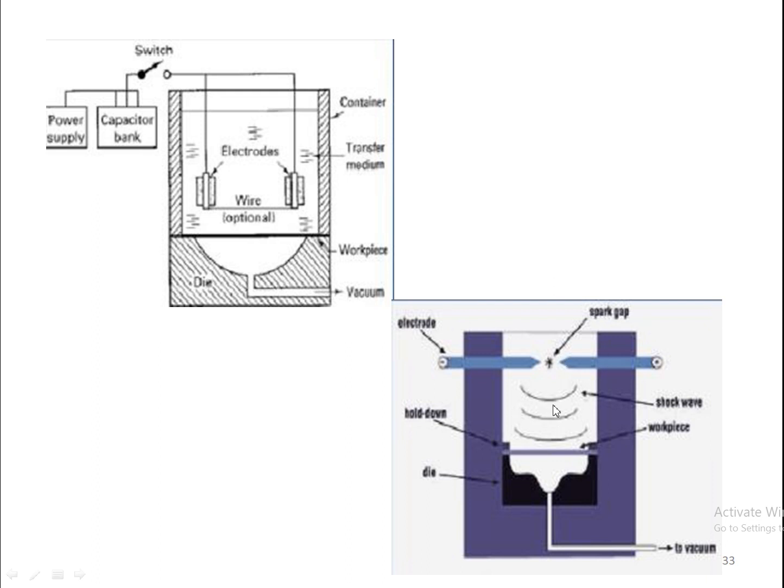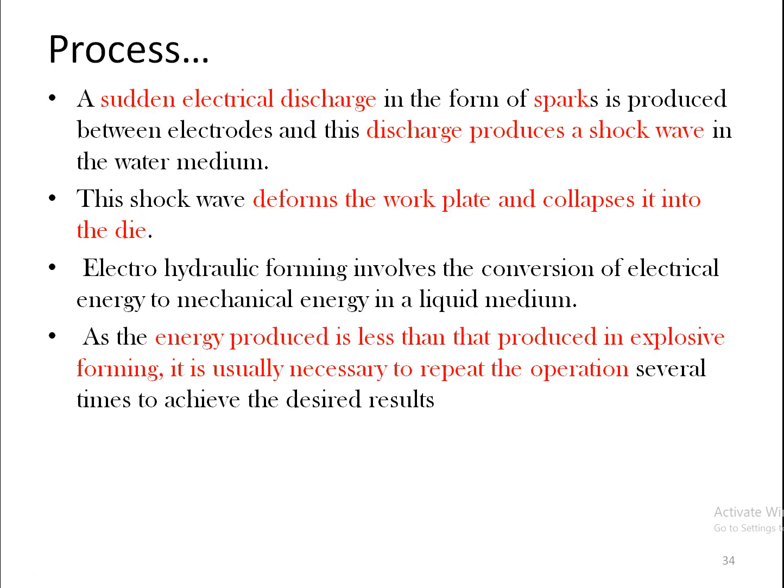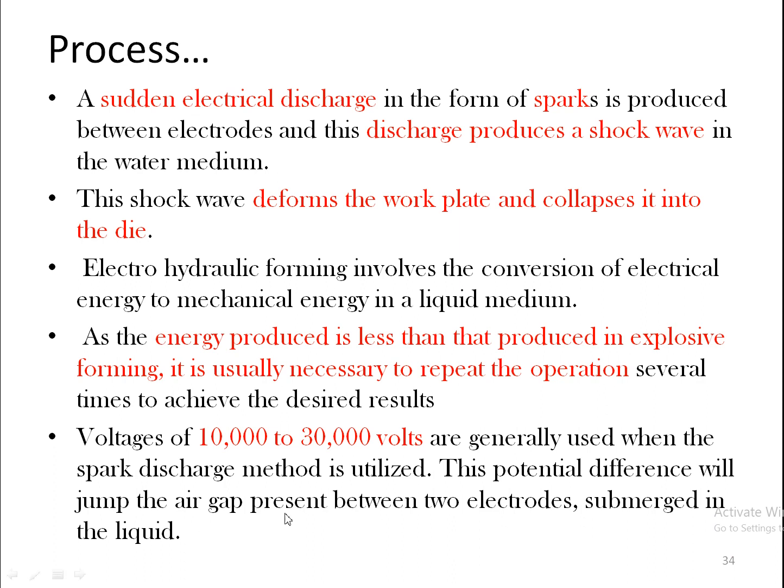You can see that spark gap is over, the spark is produced, and shock wave is produced by this spark, and that wave on impinging with the workpiece transforms the shape. The remaining arrangements being the same. Now the same process is explained over here, and here voltages ranging from 10,000 to 30,000 volts are applied to produce the spark discharge. Now the energy produced, as I said, is less than that produced by explosive forming. It is usually necessary to repeat the process several times to get the desired result.